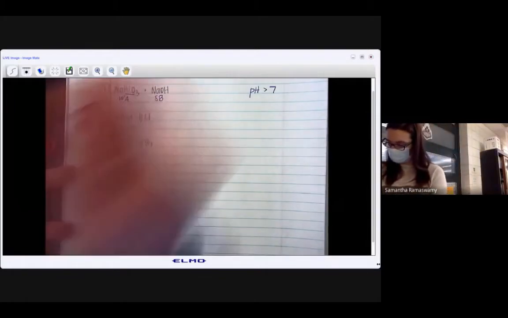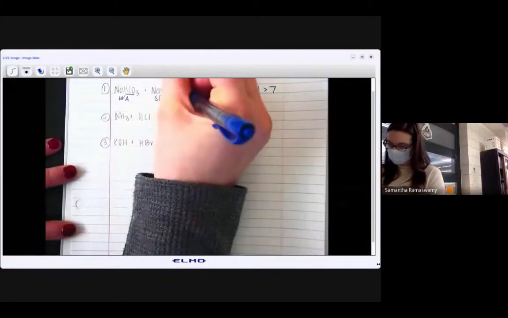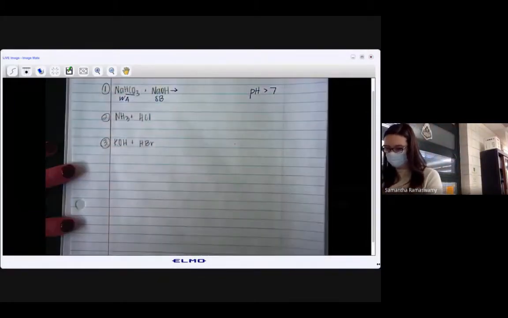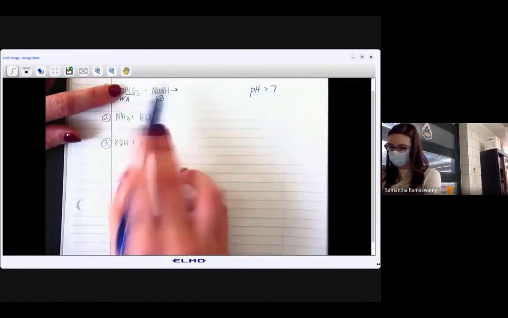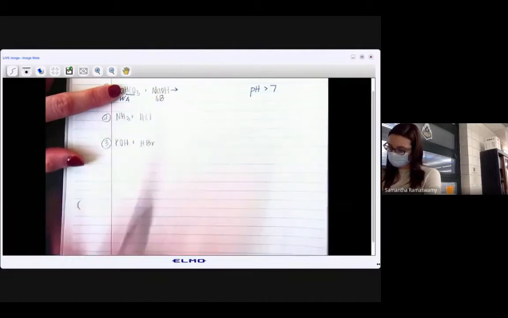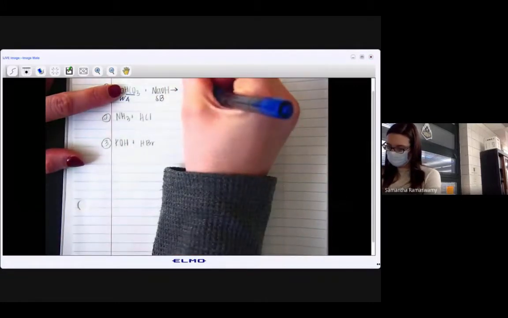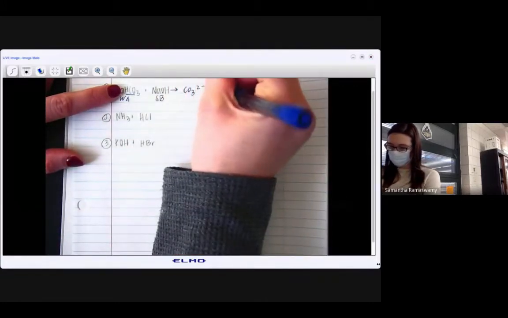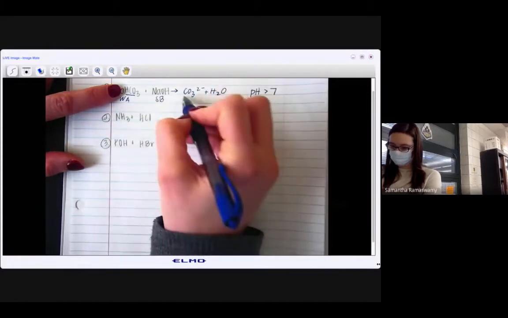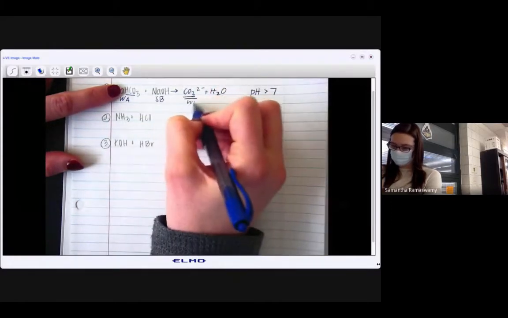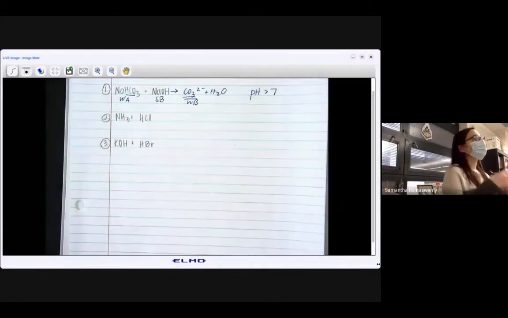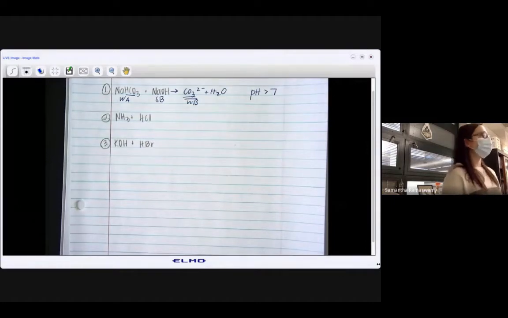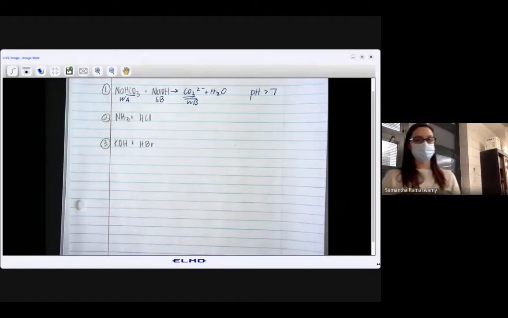If we actually look at what happens in this, and this is a little bit weird because we're really focusing on HCO3 minus and OH minus, we actually get CO3 2 minus and H2O. CO3 2 minus is a weak base. So since the salt that is formed is a weak base, the pH is basic at the equivalence point.